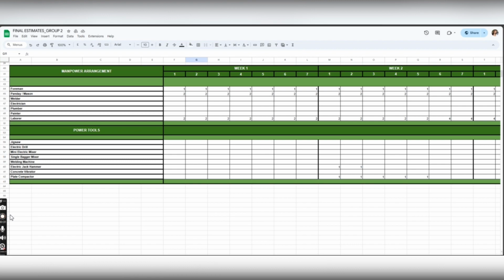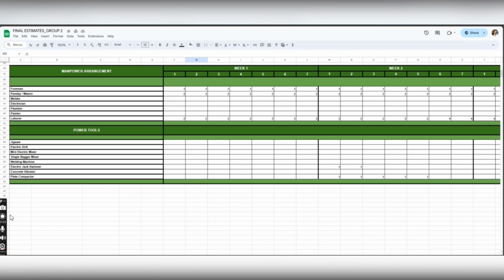Number two is to develop a resource plan. So create a detailed plan that specifies the number and type of workers needed at different stages of the project. Schedule workers based on their skills and task requirements, ensuring that the right personnel are available at the right time. So in our case here, we can see that the types of manpower that we used are the foreman, mason, welder, electrician, plumber, painter, and laborer.